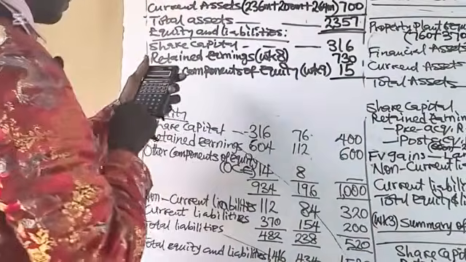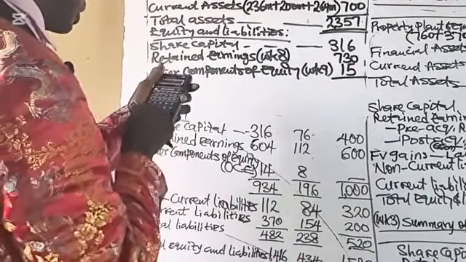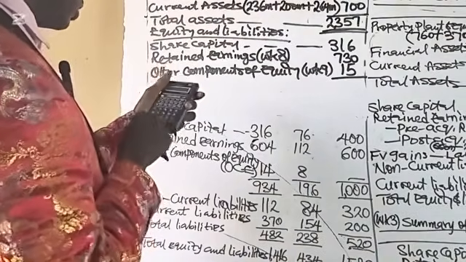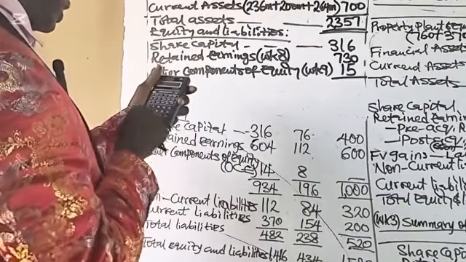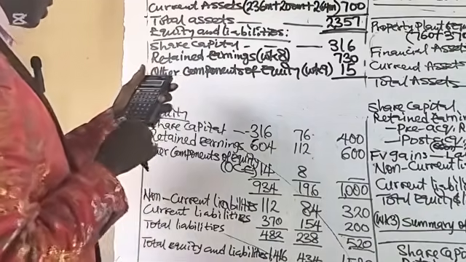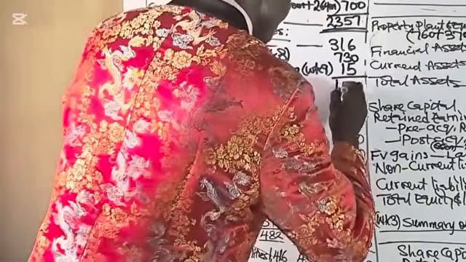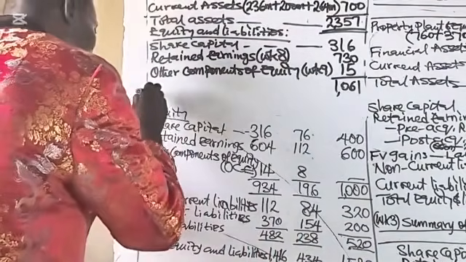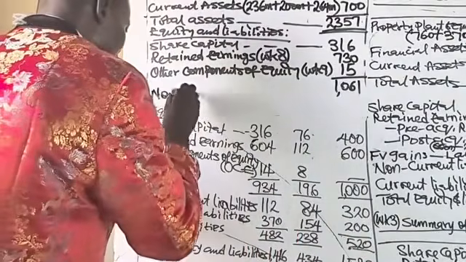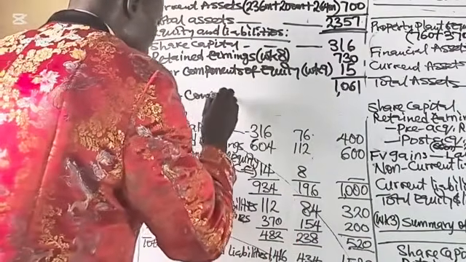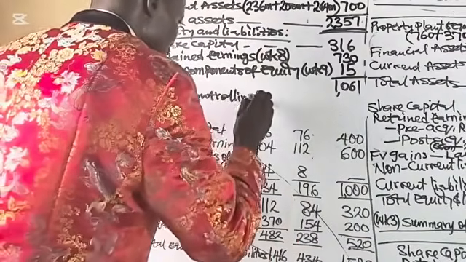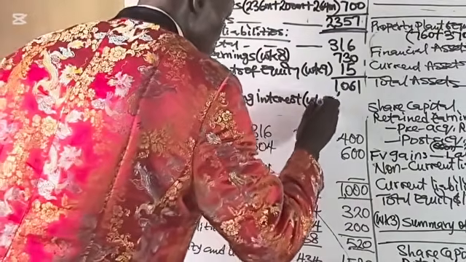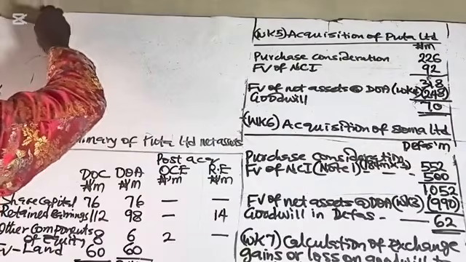Now let's sum them up. 316 plus 730 plus 15. So we have 1061. Then the next item is non-controlling interest. Let me have this as working number 10.